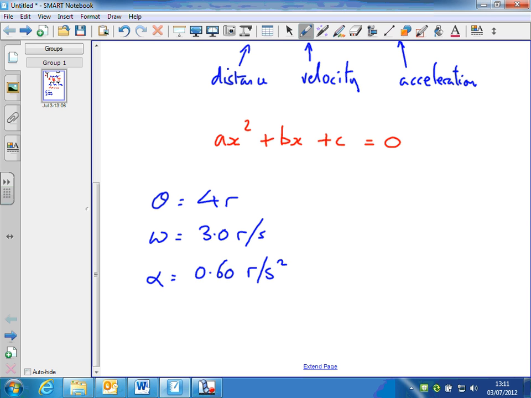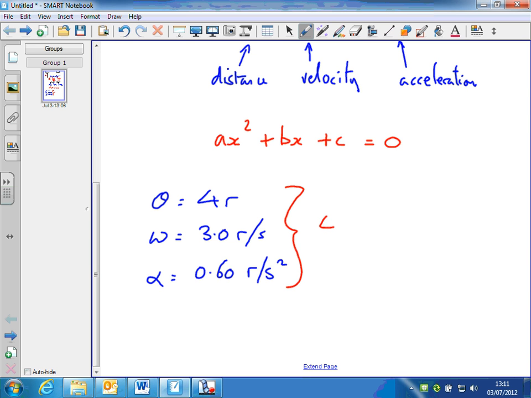And interestingly, the 0.60 is telling us that this is accurate to 2 significant figures. The 3.0 tells us it's accurate to 2 significant figures, whereas the angle theta is only to 1 significant figure. So we could say that our answer is only going to be to 1 significant figure. So we can put these values into the formula.